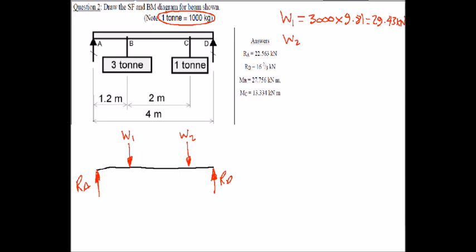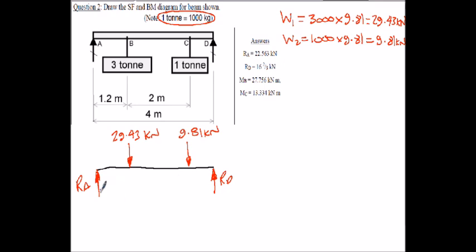And then W2, very similar. That's just 1,000 kilograms times 9.81. So that's easy. That's 9.81 kilonewtons. If you want to work in newtons, that's fine. I'm working in kilonewtons here. Okay, so now we've got our forces, so I can replace the W1 and the W2 with those actual values, to make it easy to follow. So this is my 29.43 kilonewtons. This is my 9.81 kilonewtons. We're going to find the reactions very quickly.